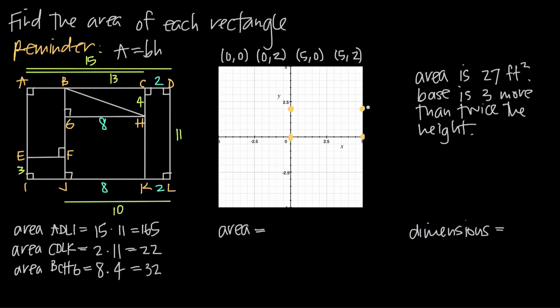And here's my fourth point right here. And then if I want to, I can go ahead and connect these lines to draw in my rectangle, and now I can clearly see a picture of the rectangle for which I need to find the area.